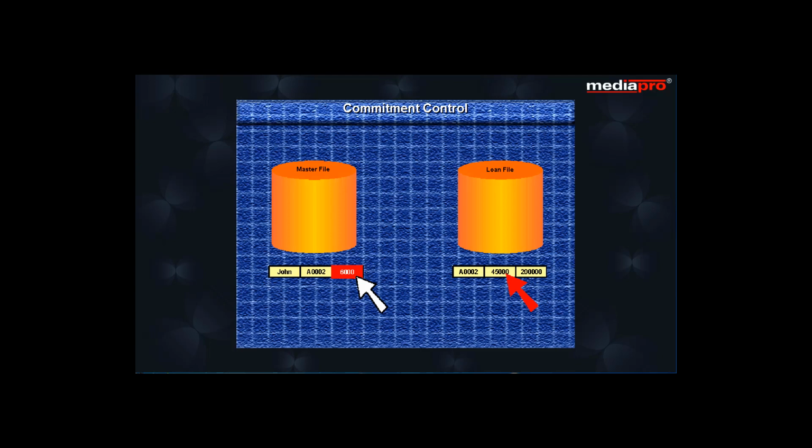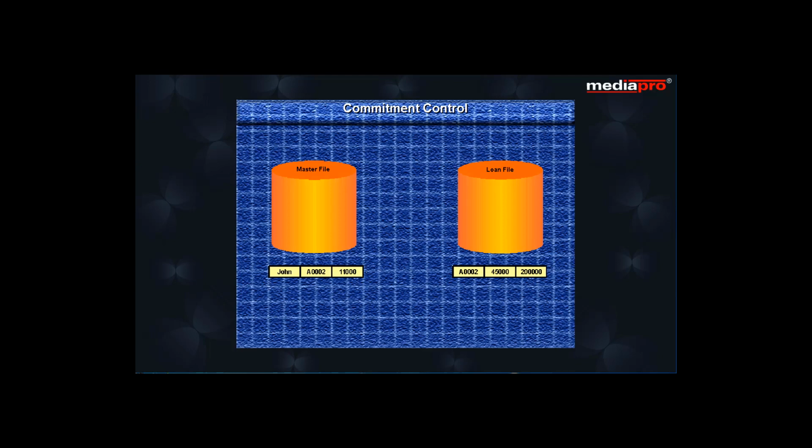Commitment control is a technique that we can use to avoid such inconsistencies. It allows us to group a set of transactions together into a single unit of work. In case something does go wrong in between, the partial changes will automatically be removed from the files when the system is restarted.